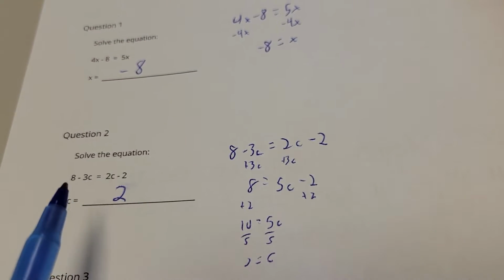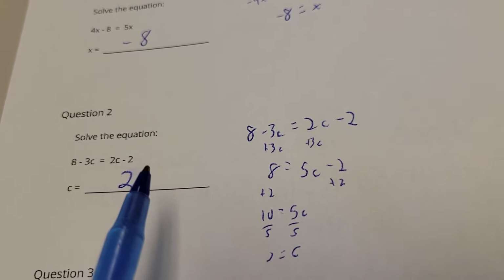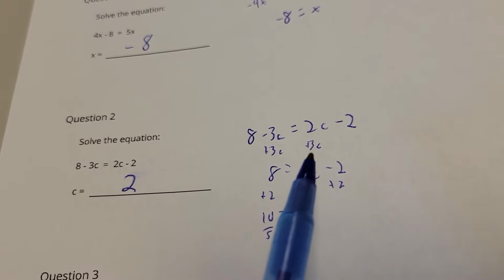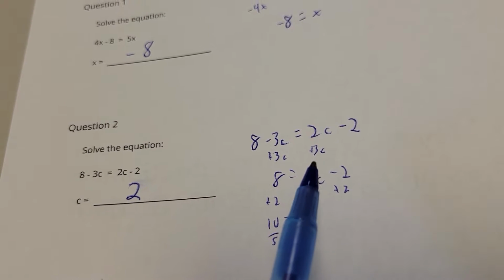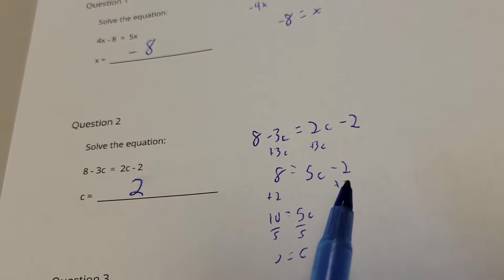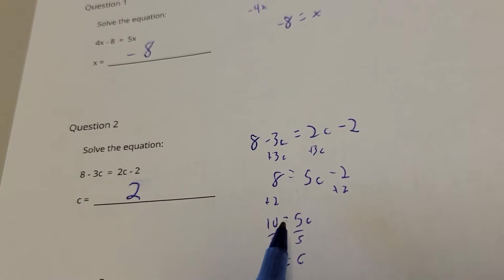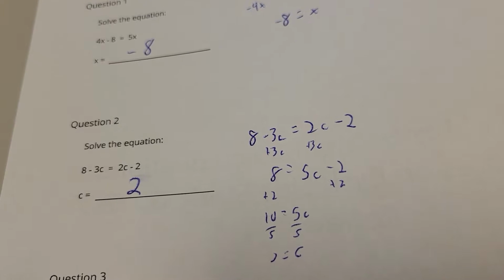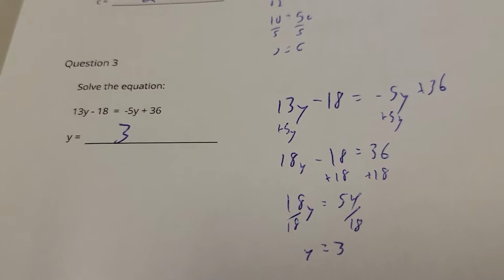Number 2, I got 8 minus 3c equals 2c minus 2. I'm going to get rid of the minus 3c by adding 3c, and that leaves me with just an 8 on this side, and now this becomes 5c minus 2. And I get rid of the minus 2 by adding 2, and I get 10 equals 5c. Divide each side by 5, and I get a 2. So there we go, c equals 2.